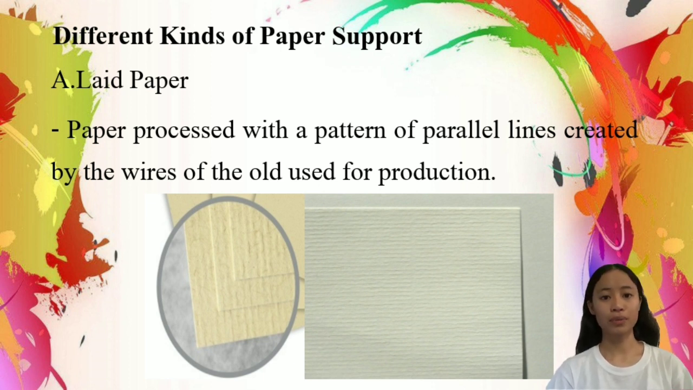Unahin natin si laid paper, which is a type of paper having a ribbed texture imparted by the manufacturing process. The most obvious characteristic of this is the ridges, as you can see in the picture. This type of paper is thick, makapal, and has a stiff or rigid feel to this surface kind of paper. So, ginagamit itong laid paper ng mga artists as a support for their charcoal drawings.